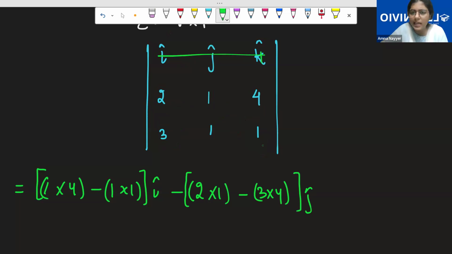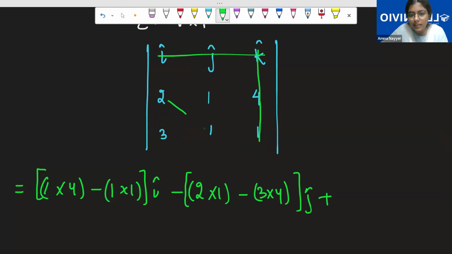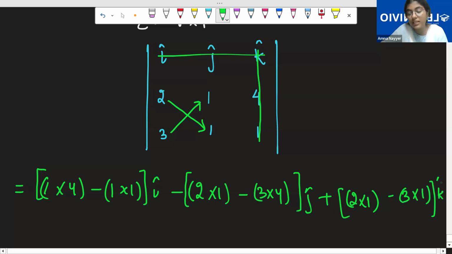Then finally, for K cap, you can just write plus. You cut the row and the column of the K cap. Then this into this. So you write 2 into 1 minus this into this, 3 into 1. That's it. This is the K cap. So this whole equation you should be able to write. This is long. First tell me till here. If it's clear, then only I'll move further.